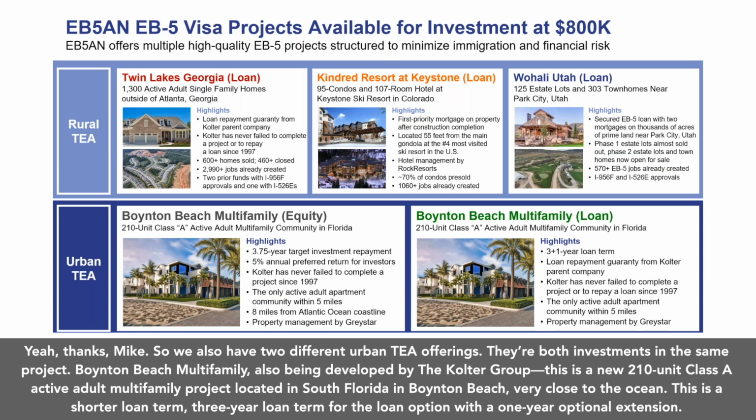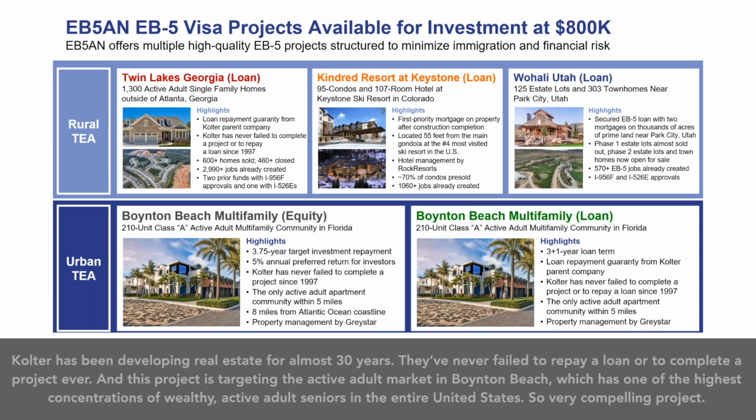They're both investments in the same project, Boynton Beach multifamily, also being developed by the Coulter Group. This is a new 210 unit Class A active adult multifamily project located in South Florida in Boynton Beach, very close to the ocean. This is a shorter loan term, 3-year loan term for the loan option with a 1-year optional extension. Coulter has been developing real estate for almost 30 years. They've never failed to repay a loan or to complete a project ever. And this project is targeting the active adult market in Boynton Beach, which has one of the highest concentrations of wealthy active adult seniors in the entire United States.